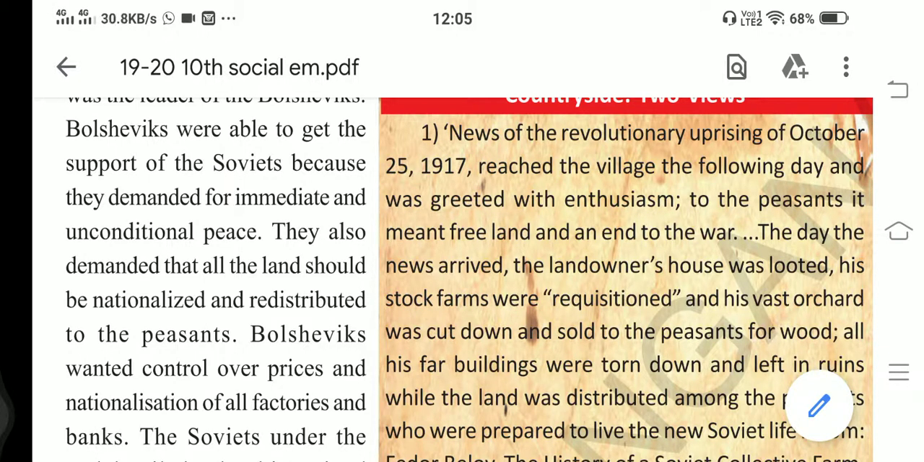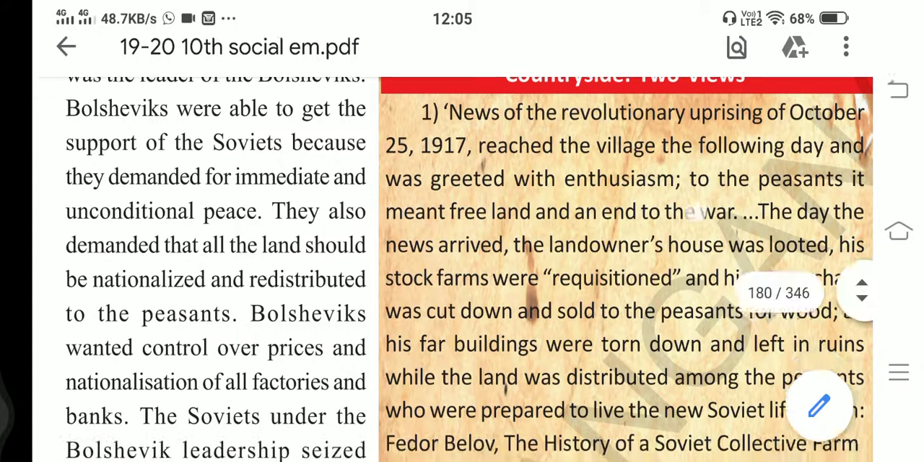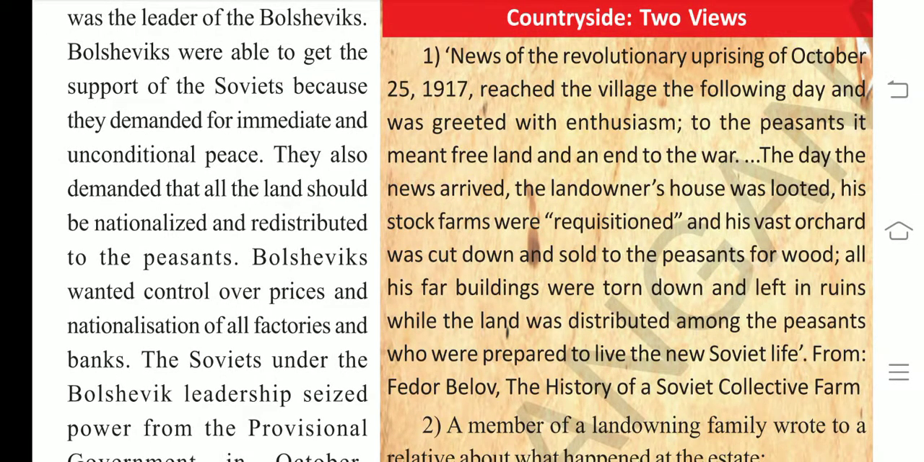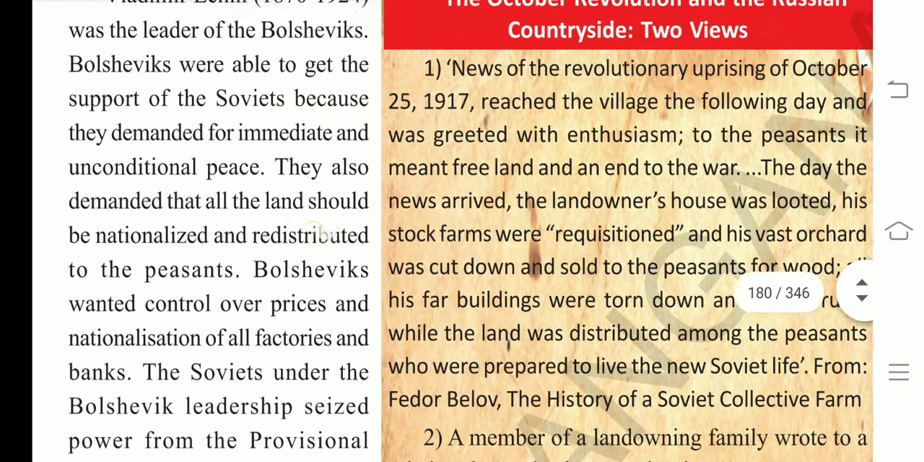That is a decision demanded by the people, and it was promised by the Bolshevik party. They also promised certain other demands of the people, dear students.